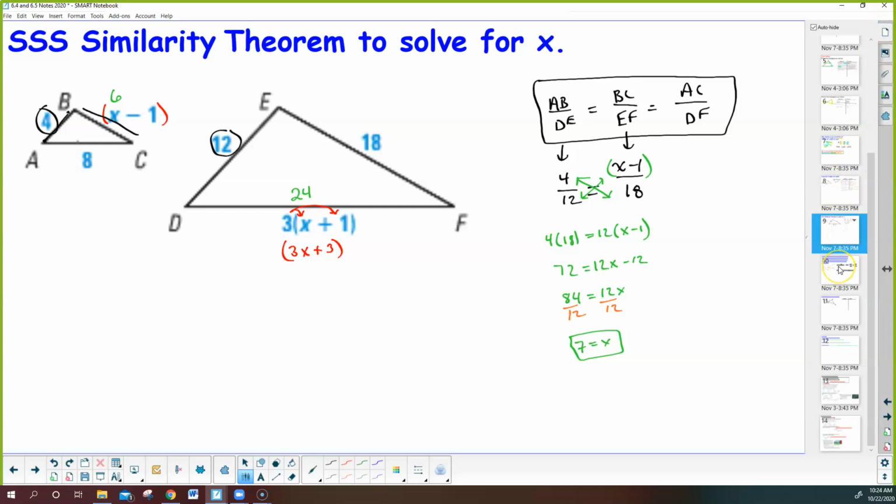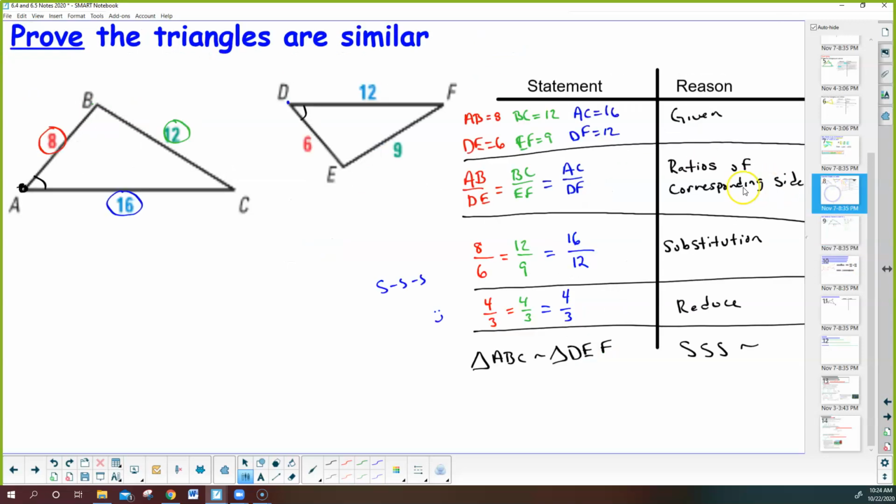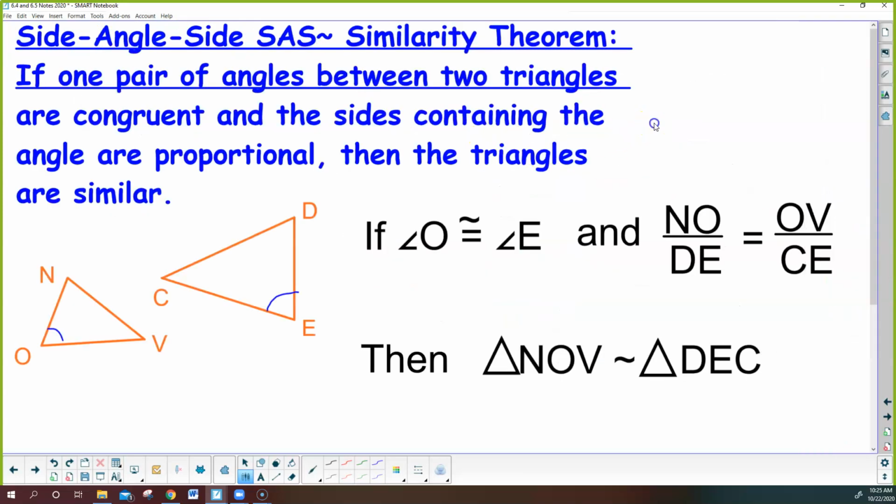All right, one last proof and one last method. So side, side, side was this proof right here. What about side, angle, side? It's very, very similar. I don't know if you want to write down all of this, but I definitely want you to write the picture and the if-then statement down here.